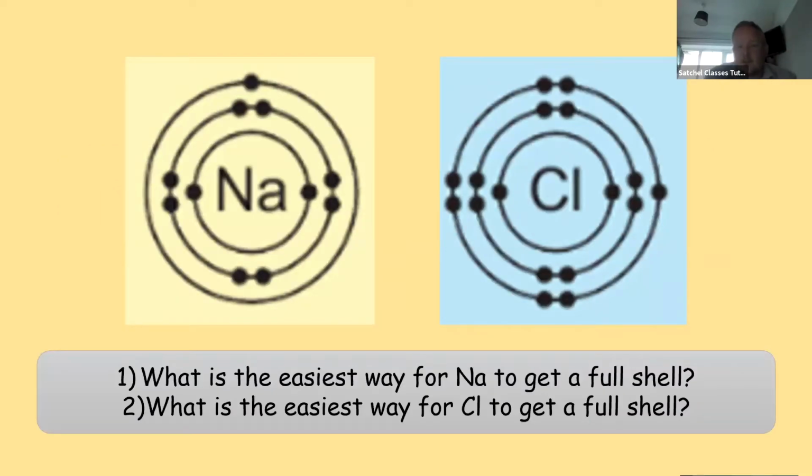So here are 2 atoms. On the left, I apologise for the blurry picture, is a sodium atom. It is in group 1, so its last or outer shell contains 1 electron. On the right is chlorine. It's a non-metal atom from group 7. It contains 7 electrons in its last or outer shell. They are unstable. To become stable, they need to gain a full shell. So what is the easiest way for sodium and for chlorine to get a full shell?